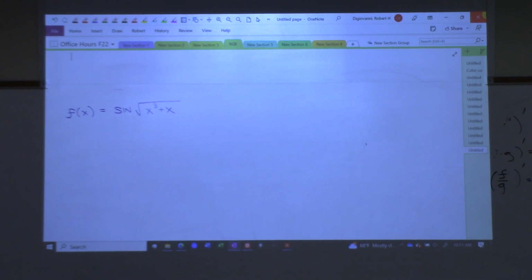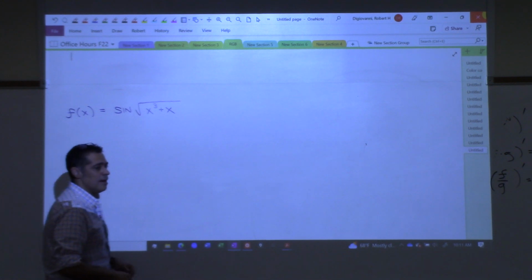Composition. How many functions do you see being composed together here? 3? You don't see 3? What's the outer layer of this onion? The outer one. Sine. What's the next one in? Square root. What's the next one in? X cubed plus x, right? So 3 layers, right? 3 layers.